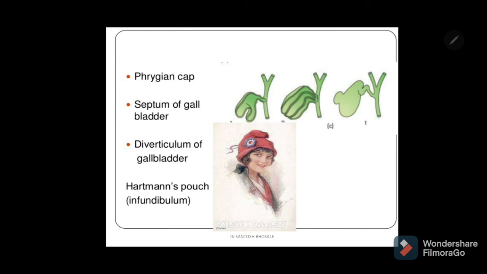And coming to the abnormalities in the development of the gallbladder, sometimes you will see the gallbladder folded upon itself in the form of a Phrygian cap, or sometimes you will see a septum within the gallbladder, called a septate gallbladder, or sometimes there will be two gallbladders, which we call a duplicate gallbladder. It can also form a diverticulum within the gallbladder, and a Hartmann's pouch near the cystic duct.